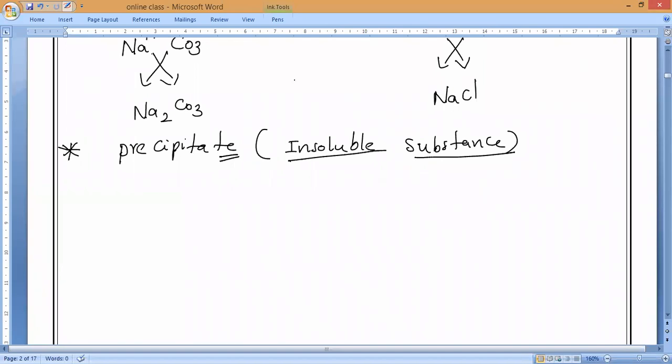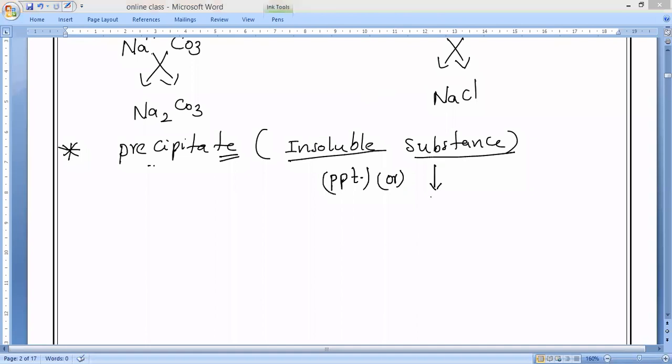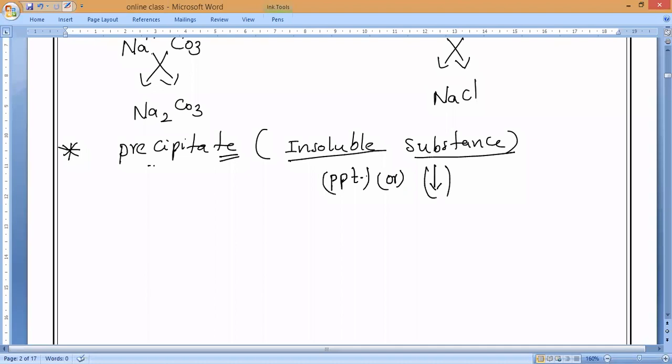Understand, Princey? Now, how to mention this precipitate? Let us see. For example, this precipitate we can represent in two different ways. One is by PPT dot. This is one method, or we can represent it with a down arrow. So in these two methods, you can represent the PPT, meaning an insoluble solid substance.